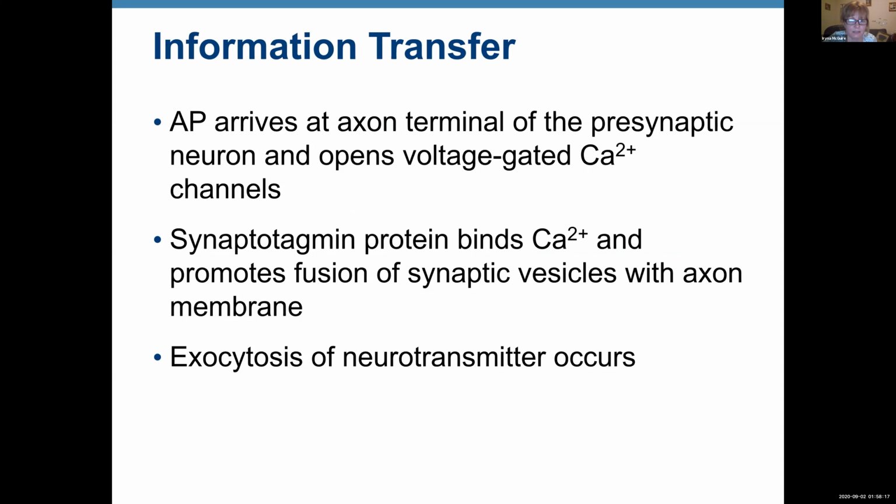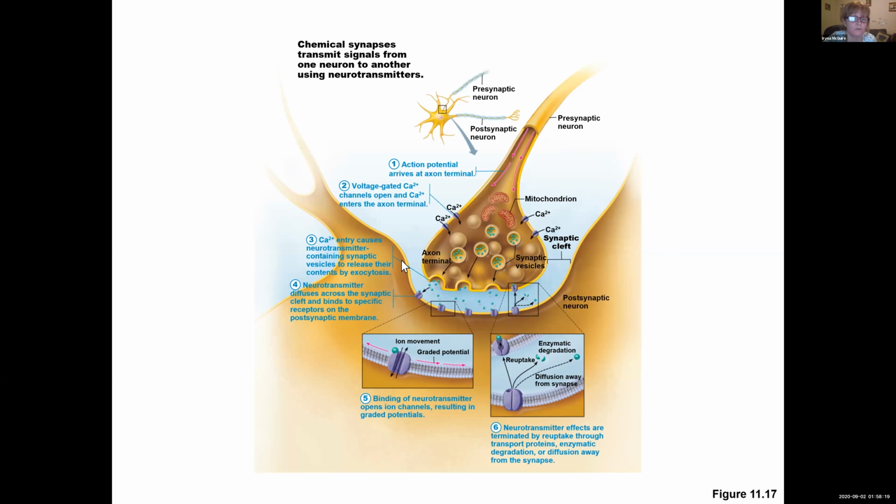Let me go to this slide. So here we have an axosomatic synapse. So the axon synapses with the soma. Here's the axon of one presynaptic neuron, and this is called the axon terminal. This is the synaptic cleft. And this is the soma of the second, postsynaptic neuron.